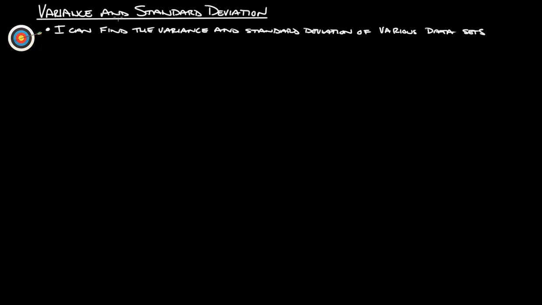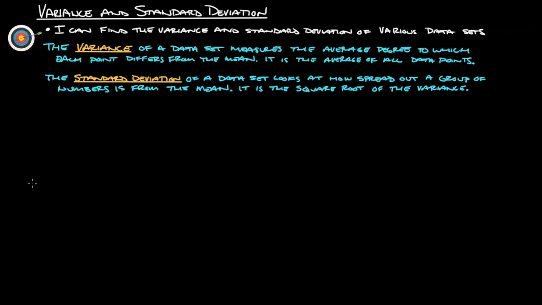I'm going to take you through the notes on variance and standard deviation. At the end of this, you should be able to say, I can find the variance and standard deviation of various data sets. Okay, so let's take a look at what each of those things mean.